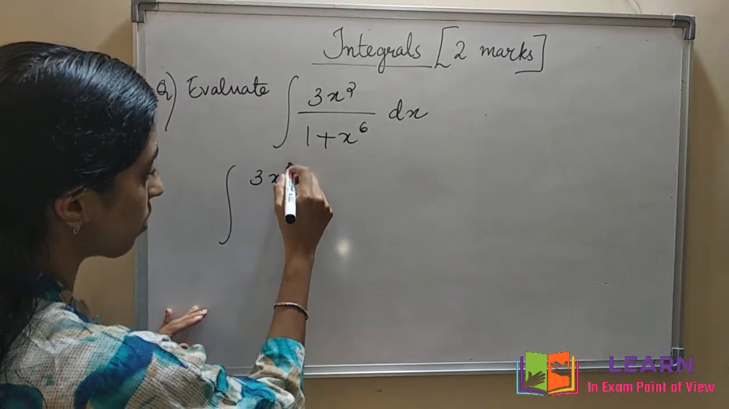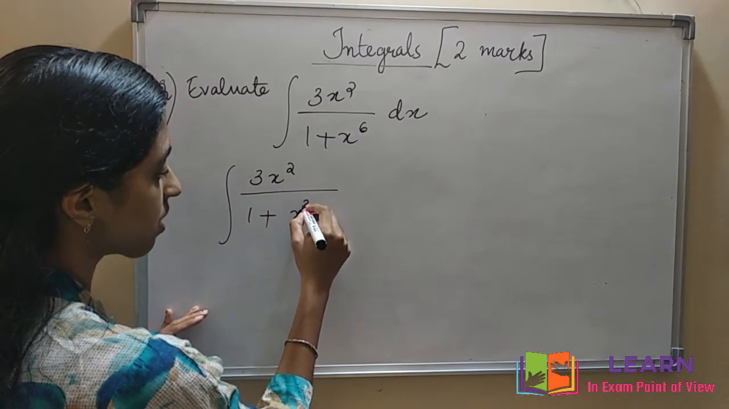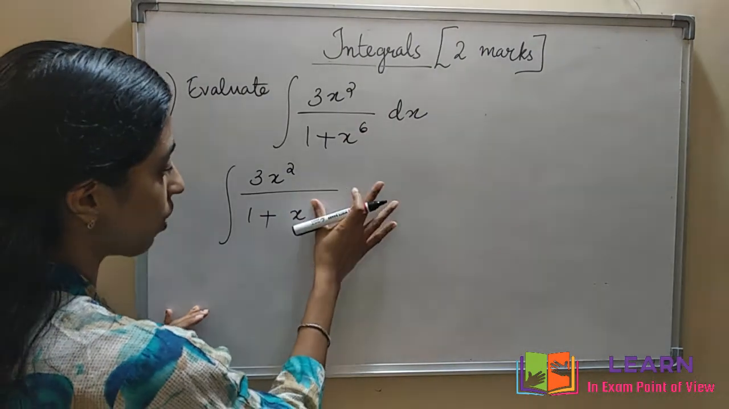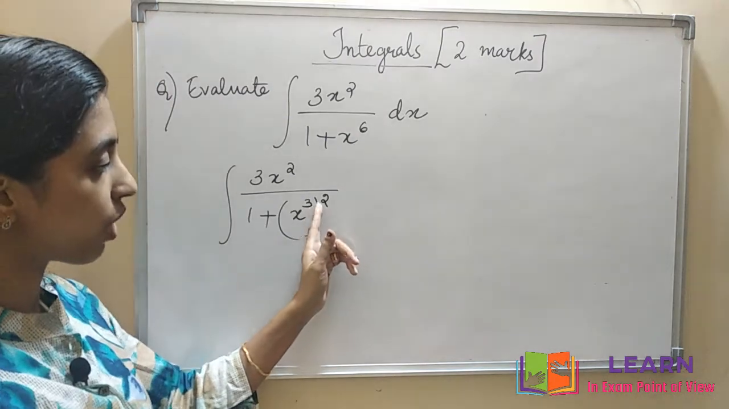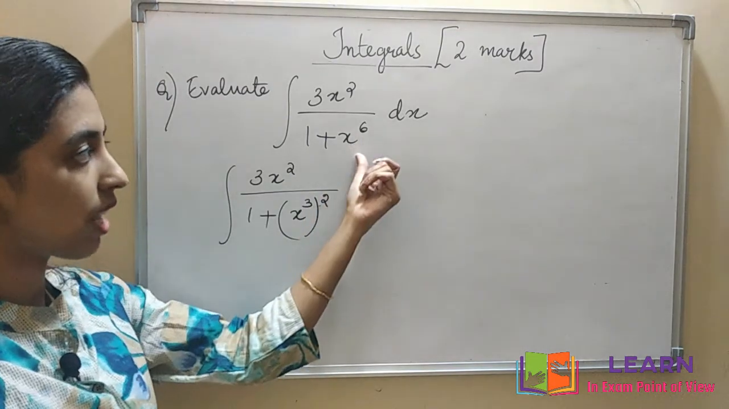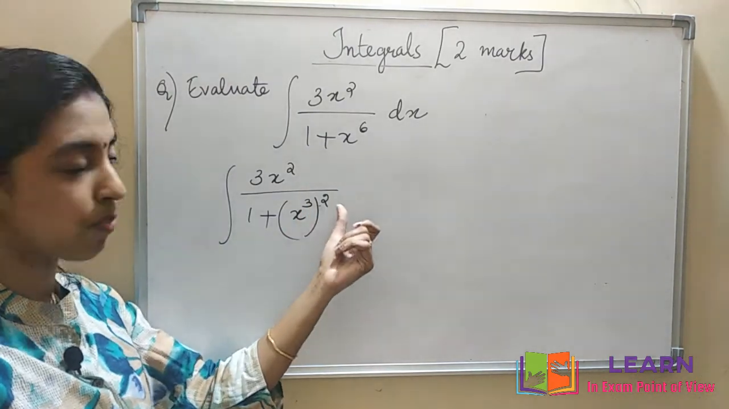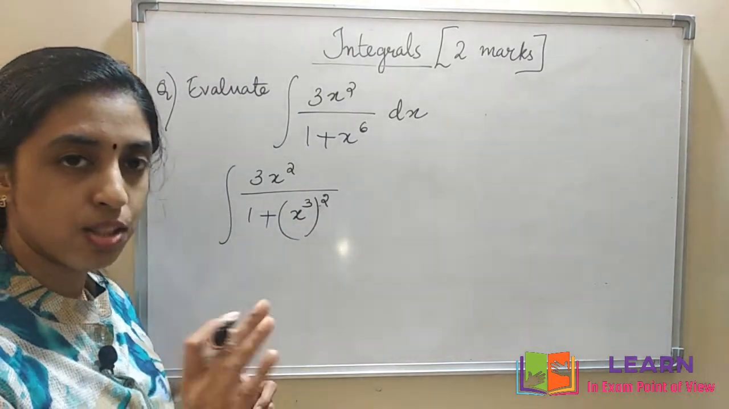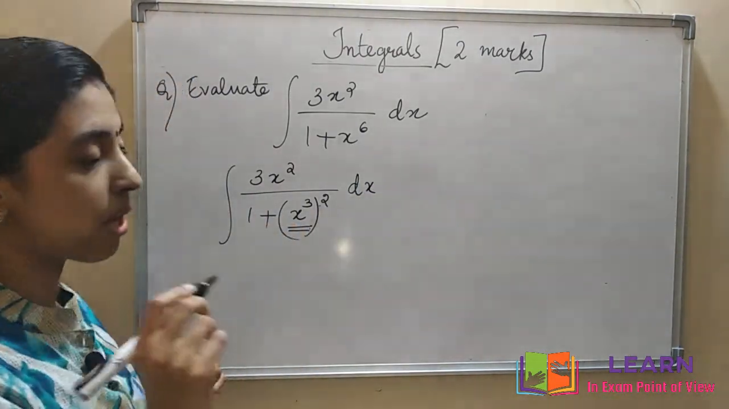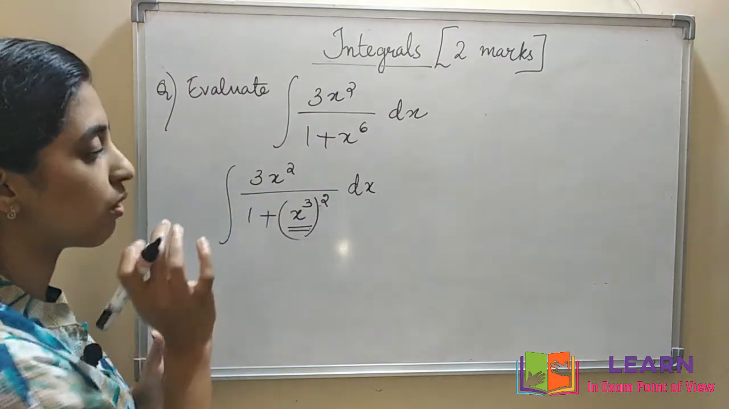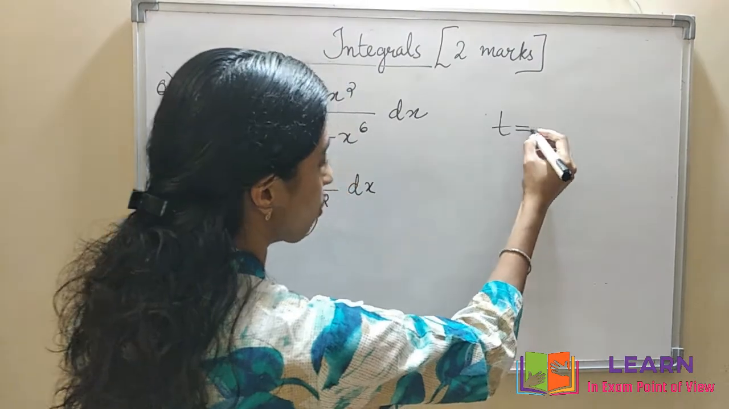If we change it as 1 plus, not x square, x cube, then if you put the whole square, same thing, 3 into 2, 6. This x raised to 6 can be written as x cube the whole square, which is the same as x raised to 6. Now if you substitute x cube as t, what will we get on differentiating? 3x square, right? So we are going to substitute t as what?